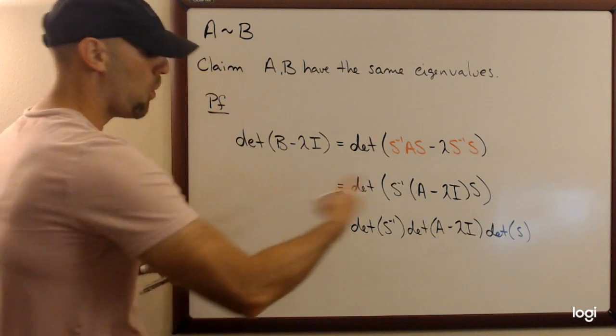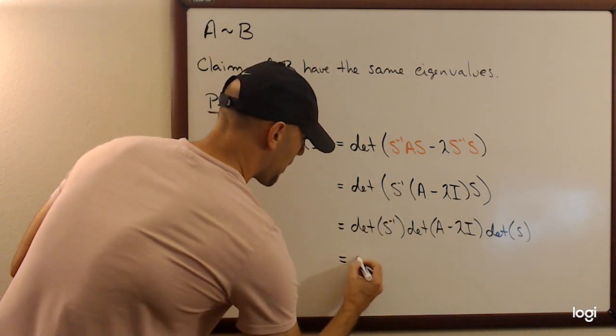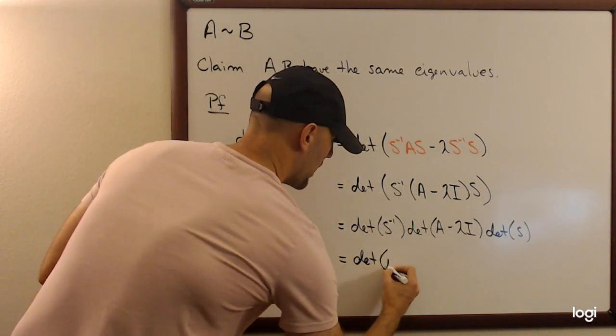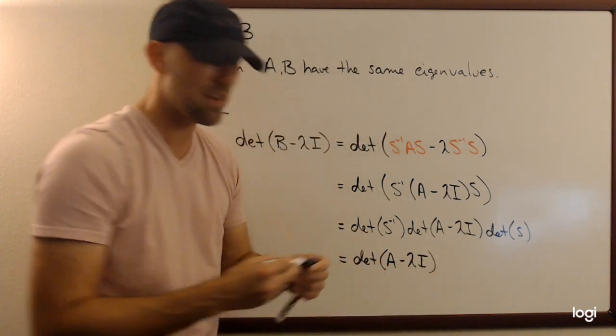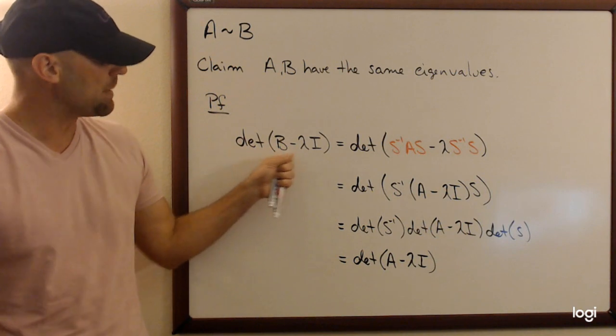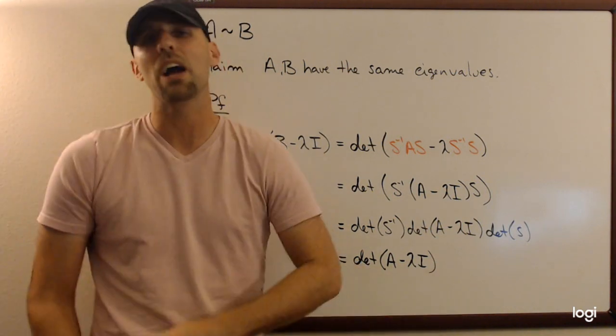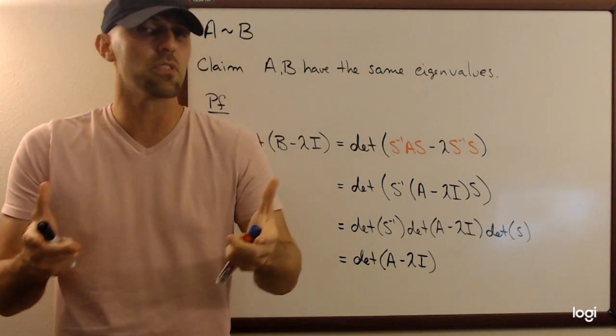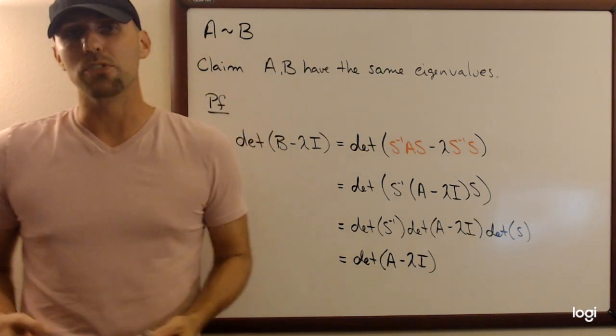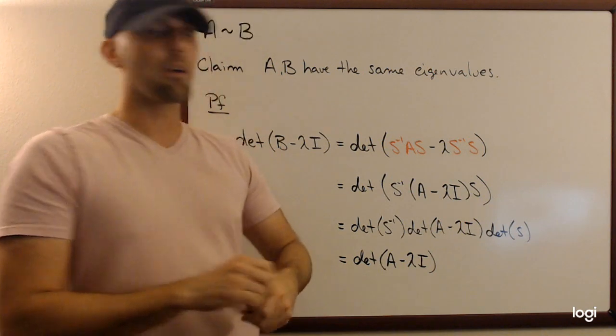Which just gives me 1 times, of course, the determinant of A minus lambda I. And notice what we've proven. We've now shown that the determinant of B minus lambda I and the determinant of A minus lambda I are the same. These are the characteristic polynomials. And if the characteristic polynomials are the same, then the eigenvalues are the same. Okay? So these are fantastic.